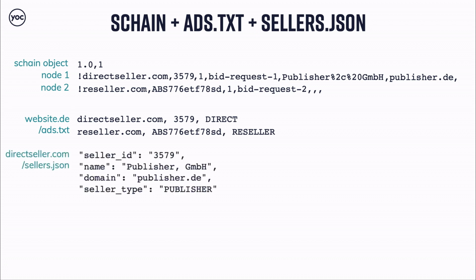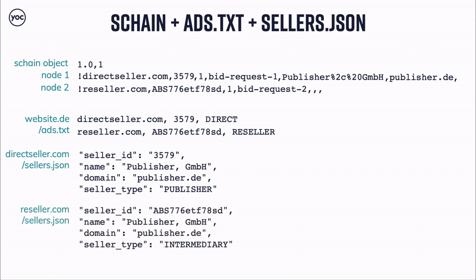Then we're capable of checking the sellers.json file at directseller.com. Seller ID 3579, name publisher GmbH, which matches node 1 from the supply chain object, domain is also matching, and the seller type is publisher. The last instance to check would be the sellers.json file at reseller.com. Again, looking for the seller ID, then checking the name, domain, and seller type. Node 1, all looks good, approved. Node 2, the same.